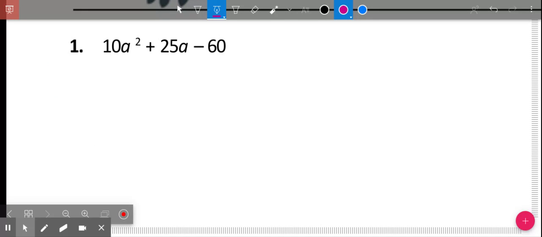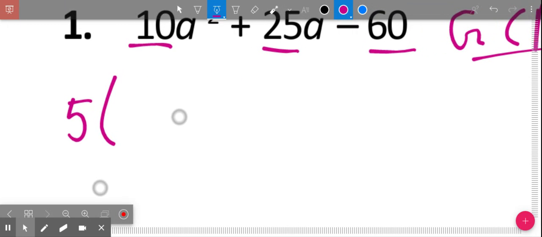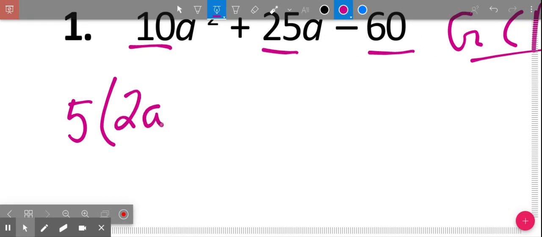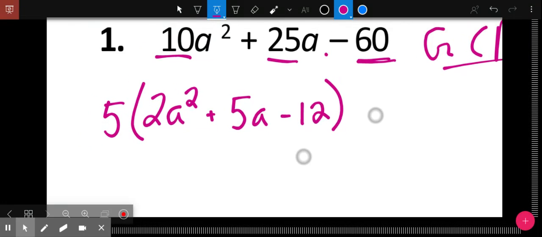The very first thing we always look for when we factor is our GCF. Okay, always going to be the first thing we look for. So if I look at this, I have 10, 25, and 60. The greatest common factor of those three numbers is 5. So we're going to put the 5 out front. And then 10 divided by 5 will give me 2a squared. 25 divided by 5 will give me 5a. And 60 divided by 5 will give me minus 12. Sorry, blank there for a second. Okay. So looking at this, that was our first step, GCF.